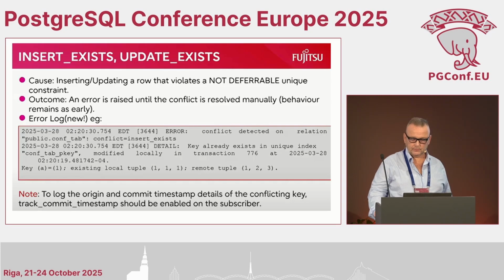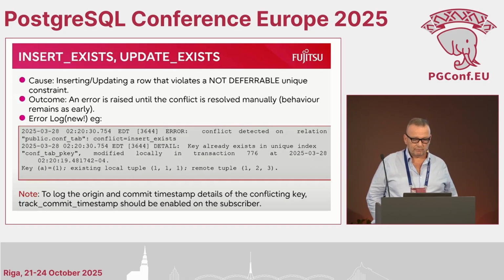To get the most out of your logging to the Postgres log, you really want to enable the track_commit_timestamp parameter on the subscriber. That way, of course, we get the timestamp of the subscriber transaction. And what's new is seeing the schema name and the table name where the conflict happens, and we can note whether it's an error or an informational log message.